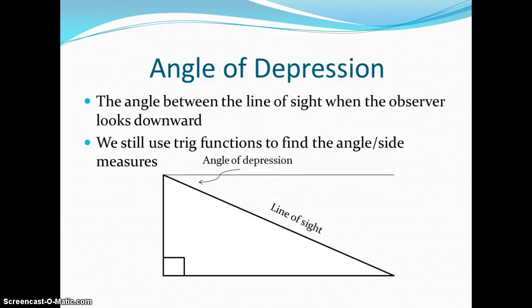Angle of depression is the angle between the line of sight and the horizontal when the observer looks downward. We still use trig functions to find the angle and side measures. So down in our picture we have our angle of depression.